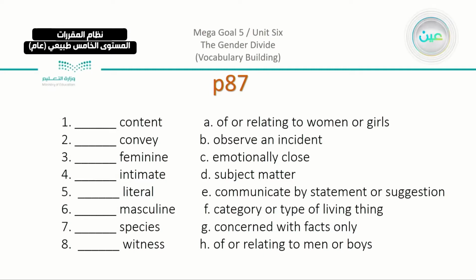Communicate by statement or suggestion. So there is a communication here. Communicate by statement or suggestion. F, category or type of living thing. Living things. There are a lot of living things. We are living. Animals are living. Plants are living.